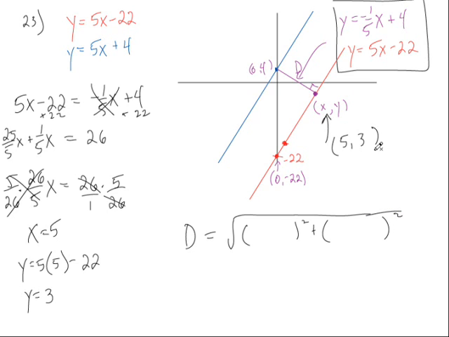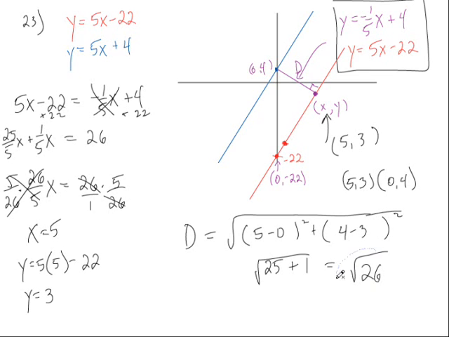Alright, so let's write down the points. We got 5, 3, and our other point is 0, 4. I'm trying to find the distance between those 2 points. So plug these into the distance formula. Subtract: 5 minus 0 and 3 minus 4. Doesn't matter what order. 5 squared is 25, and 1 squared is 1. It's all under a square root, so I'm ready for my final answer: the square root of 26.